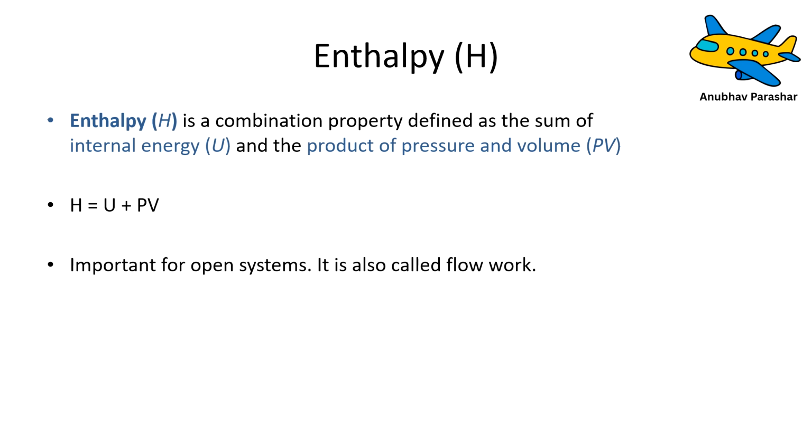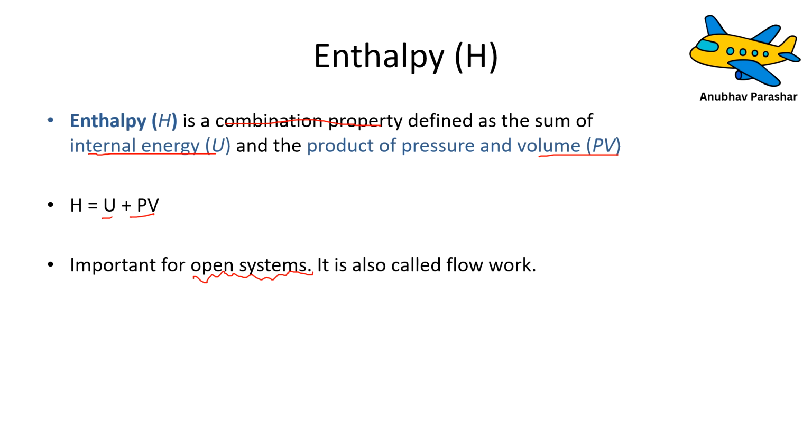Now we are going to understand a very, very important property which is known as enthalpy. The enthalpy is a combination property, right? Combination property means it is the sum of internal energy and the product of pressure and volume. So it is a combination of two different things. That's why it is known as a combination property. Enthalpy is very, very important if we want to study open systems.